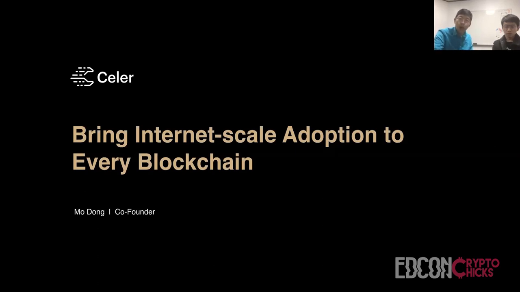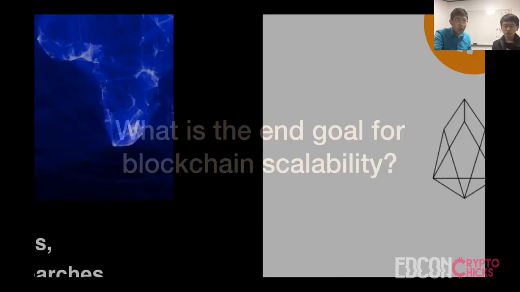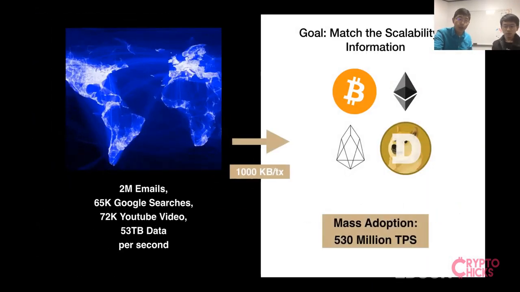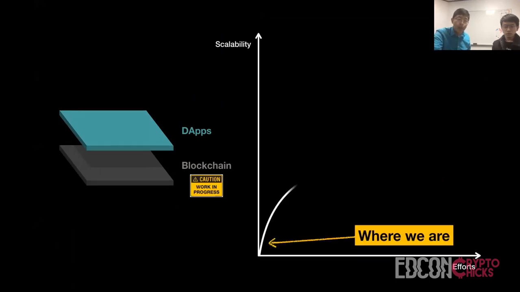So, let's see. Okay, yeah, we need scalability now. We all need this. What is the end goal of scalability? We all know the scalability has to match the level of scalability of internet information transaction. And this is how we're building DApps today, which is a two-layer structure. But even with sharding and all that, the scalability curve is gonna look like this.